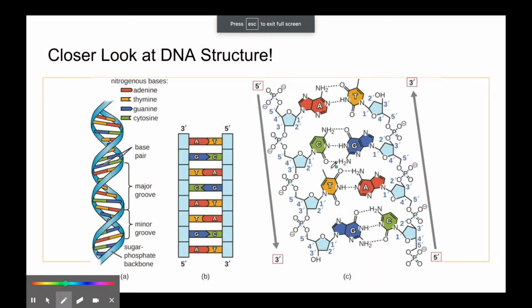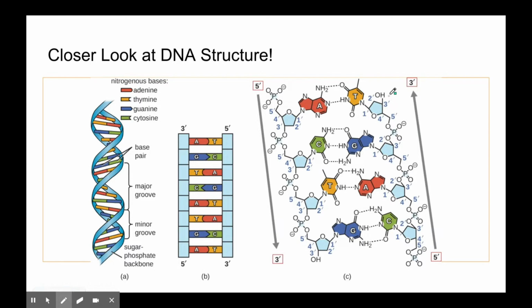Let's take a look at the sugar phosphate backbone. Specifically, let's look at the sugar. The 1' carbon attaches to the base. The 2' carbon distinguishes DNA from RNA: in DNA an H will be attached here, and in RNA an OH. The 5' carbon has a phosphate, and the 3' carbon bonds next to the 5' phosphate.